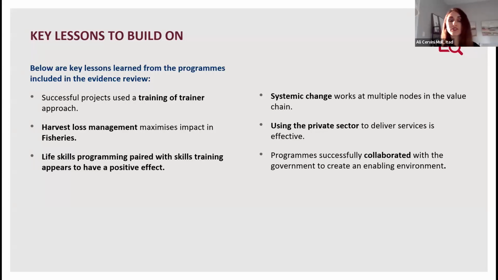Also related to the fishing industry, harvest loss management is likely to maximize impact, as well as developing commercial linkages between offtake companies, cooperatives, and fisherfolk.